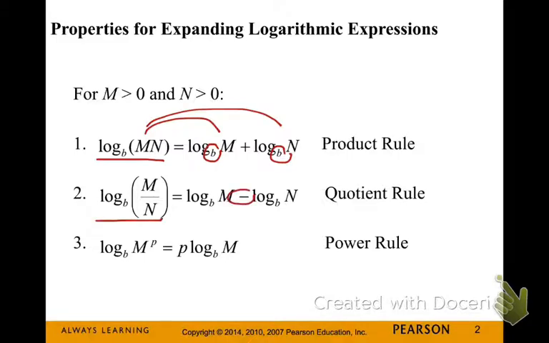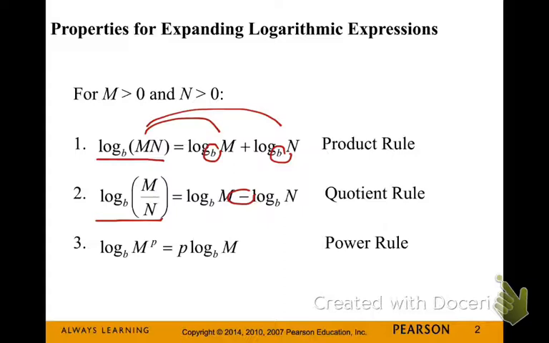Similarly, if we have a quotient, where we're dividing m by n, then this will break apart when we're expanding into log base b of m minus log base b of n. And we can go backwards here too: if we have a difference of two like-base logs, then this would change to division. So multiplication becomes addition, division becomes subtraction.